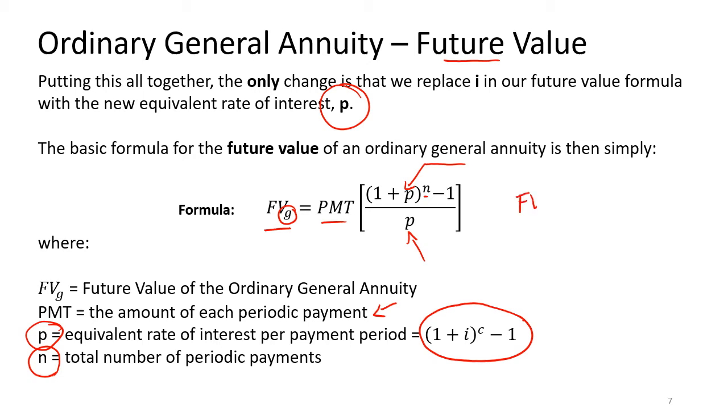The formula in your second unit was future value is equal to payment times 1 plus I to the exponent n, minus 1, over I. All I've done is replaced the I's with this new term, P. Okay?